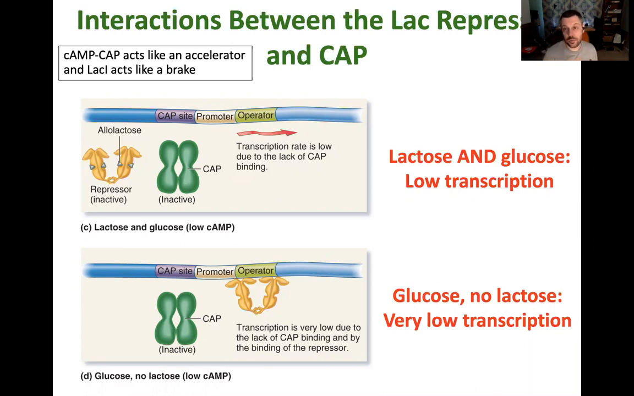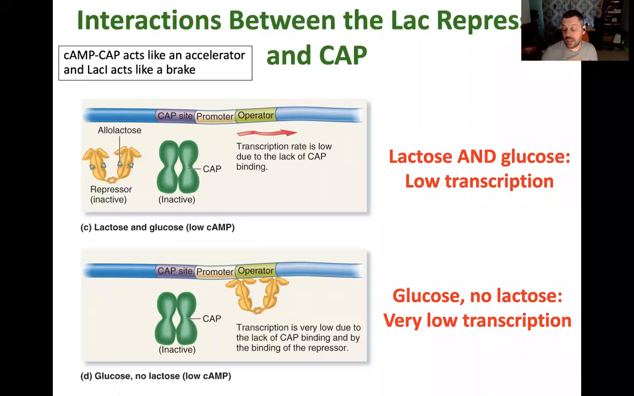So when there's lactose and glucose around, the cell wants to preferentially use the glucose. And so in that case, because the cAMP levels in the cell are low, the inducer here is inactive. And even though there's no repressor, because lactose is present, transcription rate is low. Finally, when there's glucose present and no lactose present, then obviously the repressor is bound because there's no lactose present, but the CAP-cAMP is also not bound because cAMP levels are very low in the presence of glucose. And so the transcription rate is very low in this case.